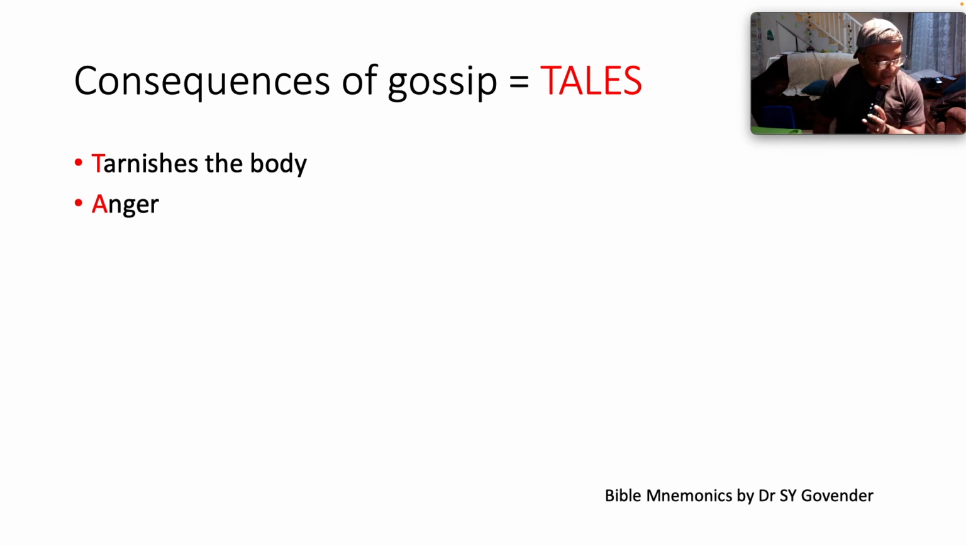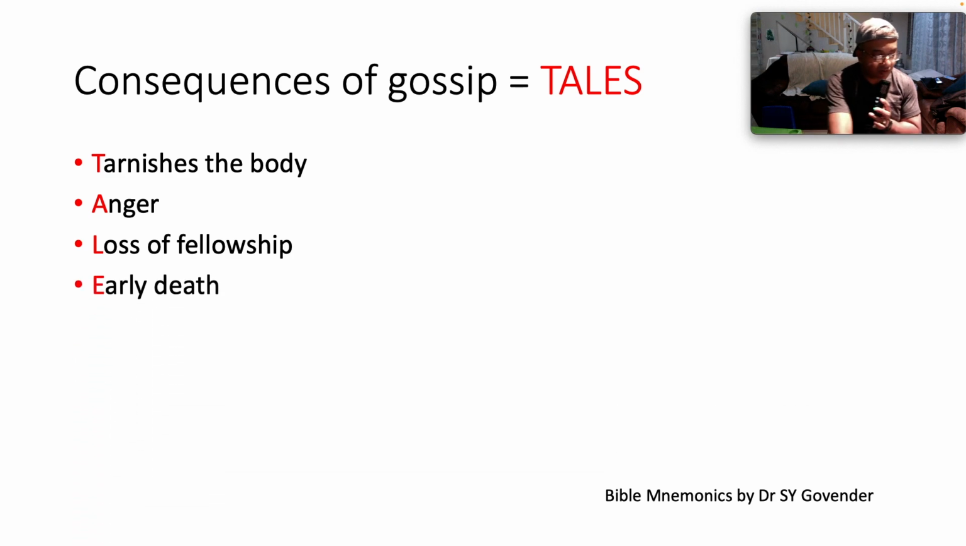A stands for anger. Proverbs 25, verse 23. The north wind brings forth rain, and a backbiting tongue an angry countenance. L is for slander and gossip leading to loss of fellowship with God. Psalm 101 verse 5. Whoever secretly slanders his neighbor, him I will destroy. The one who has a haughty look and a proud heart, him I will not endure. E stands for early death. 1 Peter 3 verse 10. He who would love life and see good days, let him refrain his tongue from evil and his lips from speaking deceit. S is slander and gossip bring about sickness.